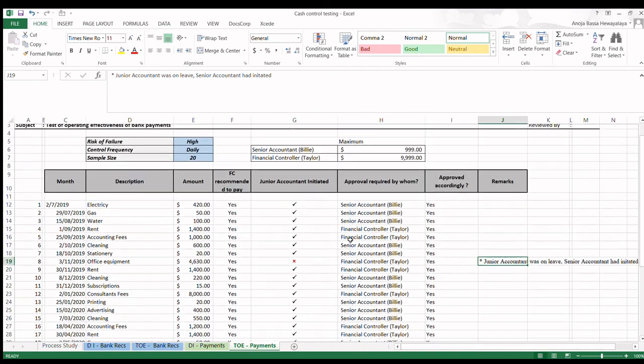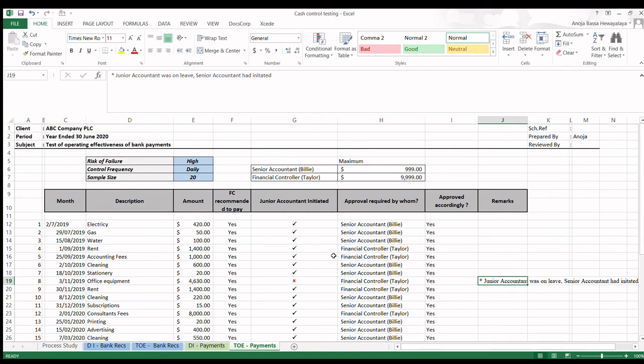So this concludes the example on control testing. I will see you in my next video showing you how to do test of details on cash and cash equivalents.